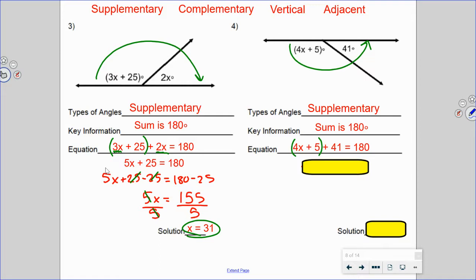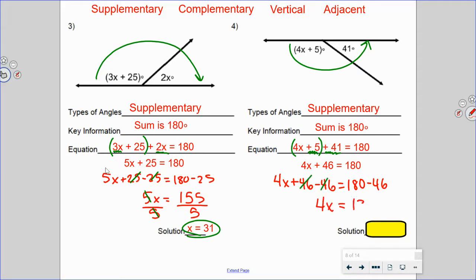Now over here, there are also like terms, but in this case, the like terms are the constant terms. Why write plus 5 and plus 41 when you could put those together and write 4x plus 46? Of course, we want to get rid of that 46. That has nothing to do with the x values, so let's go ahead and subtract 46 from both sides. Leaves us with 4x on one side and 134 on the other. Split her up into 4 parts. Yes, folks, it's okay to have parts, 33 and a half.